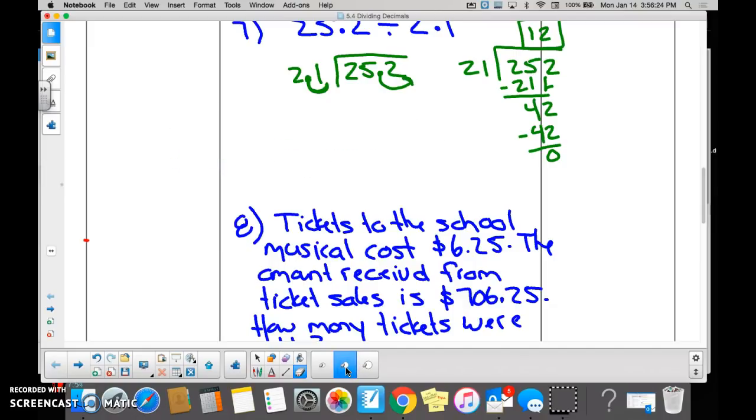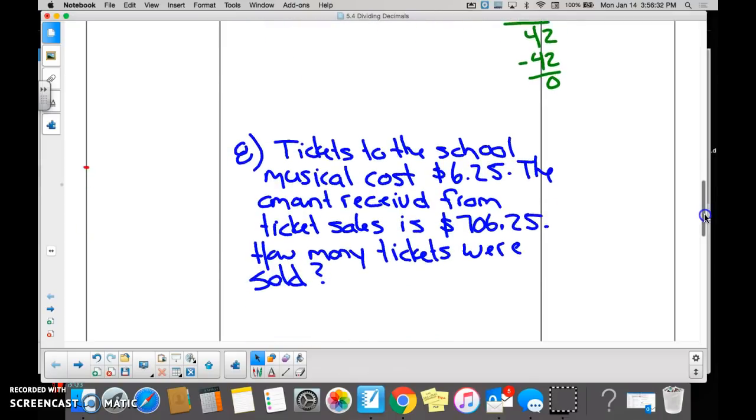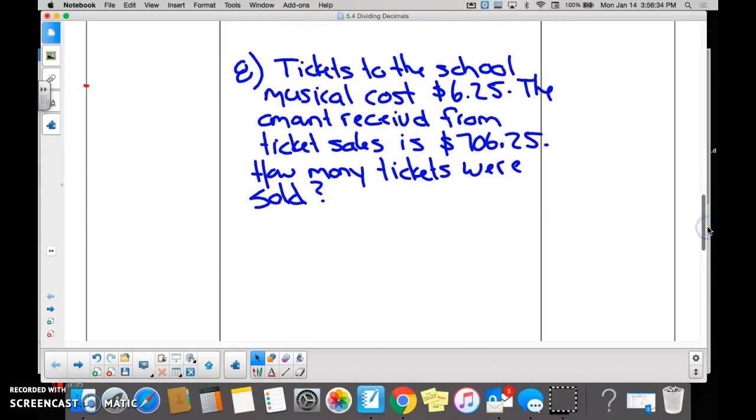And then the last thing, applying this to real life. Tickets to the School of Music will cost $6.25. The amount received from ticket sales is $706.25. How many tickets were sold? If we were to do this the long way, we would have to figure out, first of all, what is the number that is being divided. So 706.25 is being divided. It's being divided by how much each ticket costs. So 706.25 is my dividend.